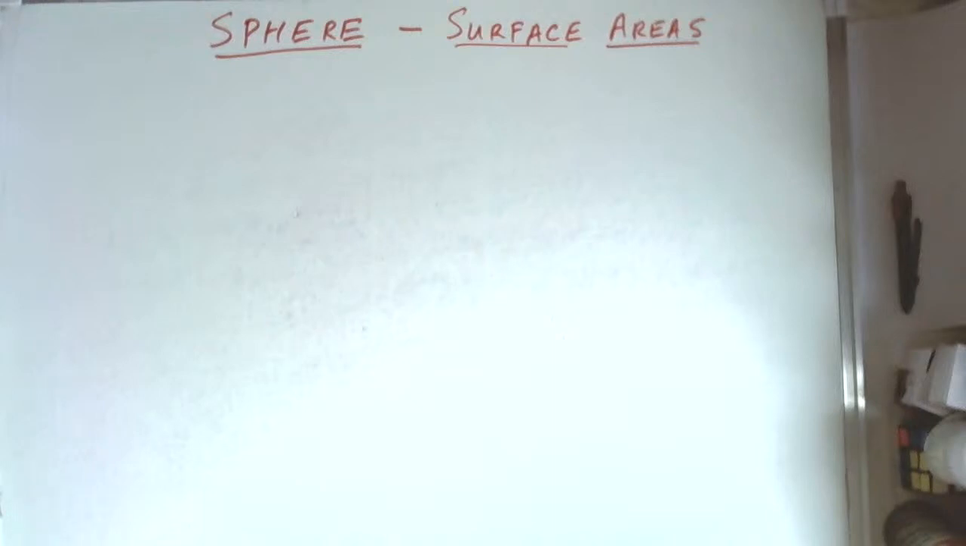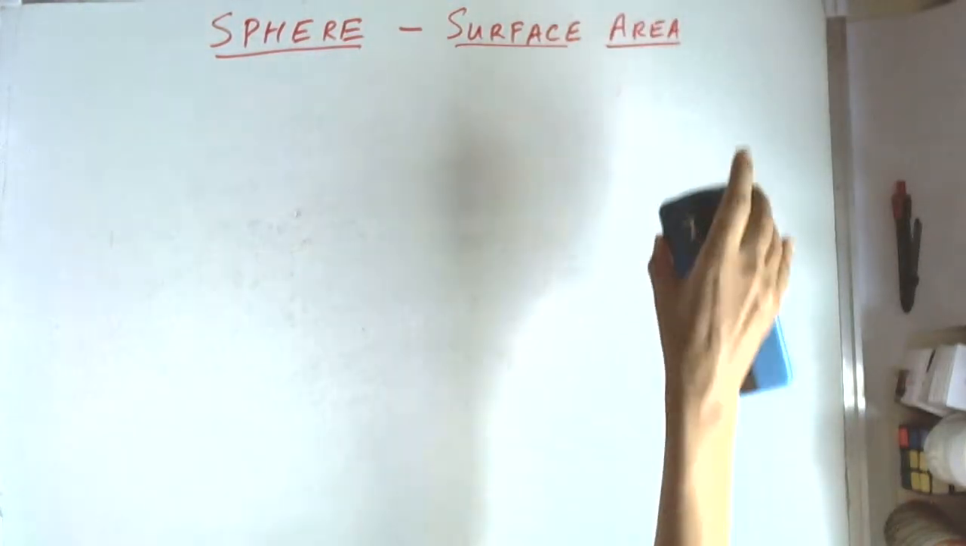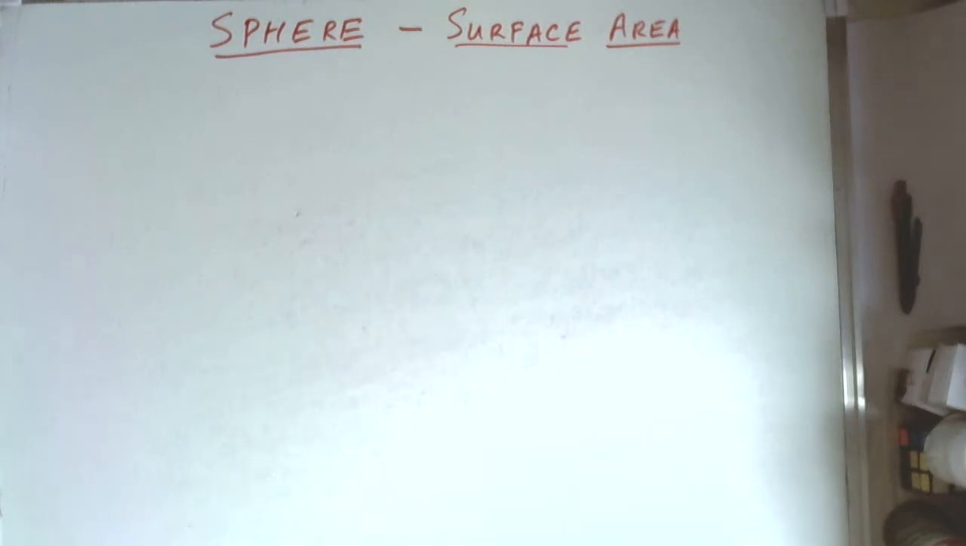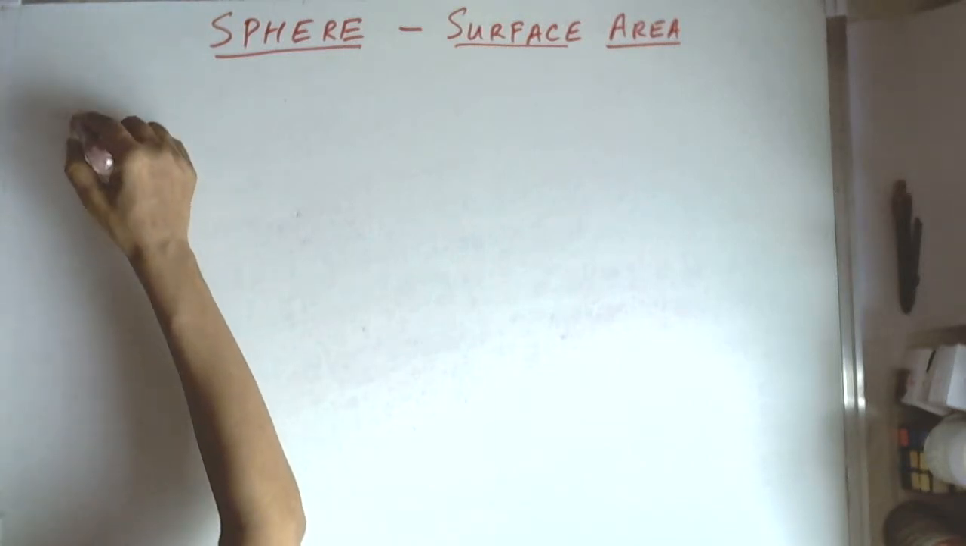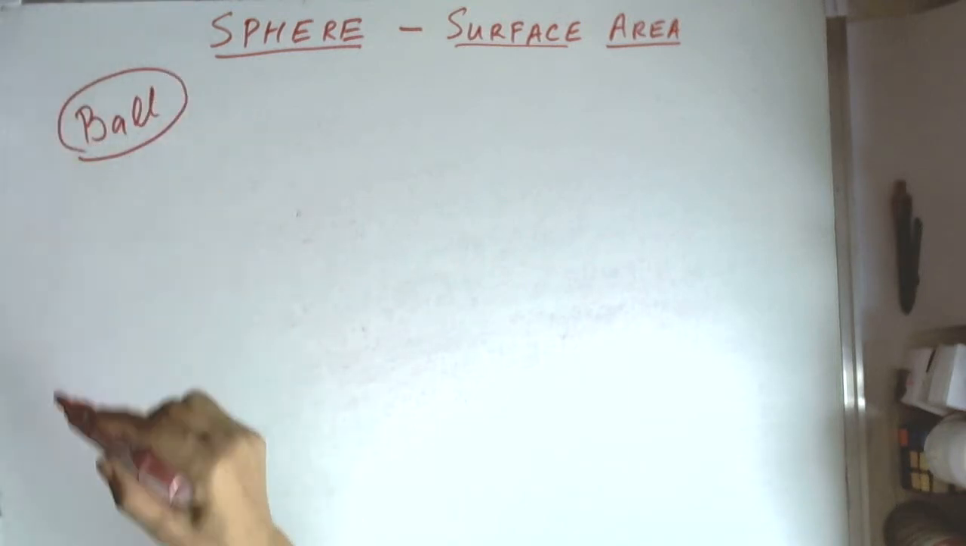In this video, we will learn how to calculate the surface area of a sphere. Actually, we should not be calling it areas because a sphere has only one surface. So let's call it the surface area of a sphere. Now all of us are familiar with a sphere, and the most common example of a sphere is a ball. All of us have seen a ball. So a ball is a common example of a sphere.